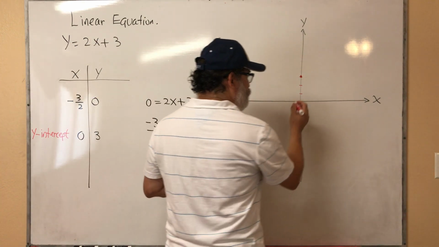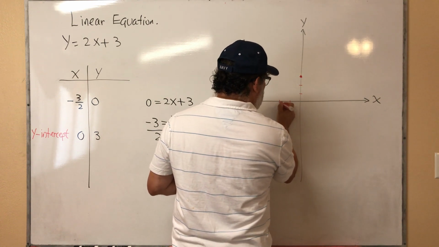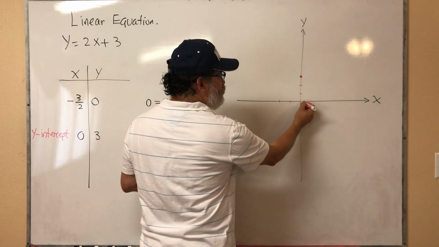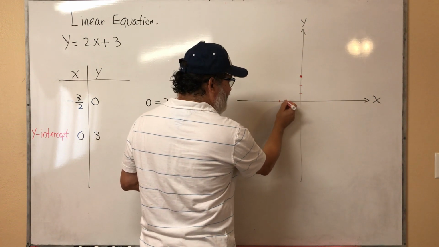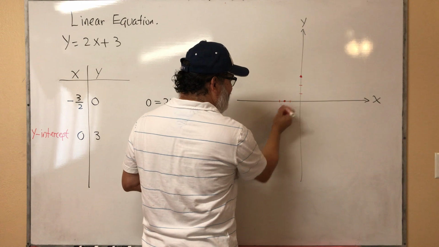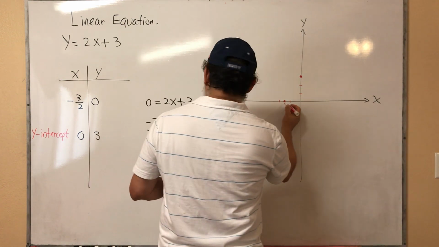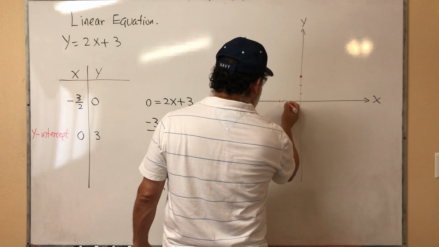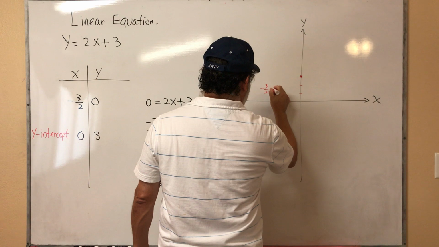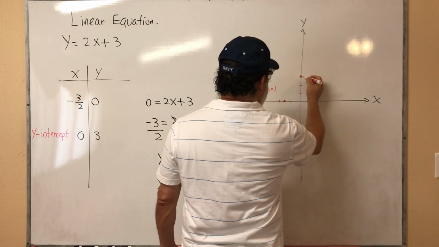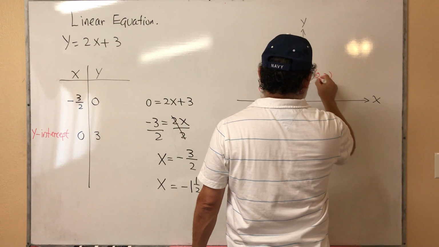Okay? So you start at the origin. Here is 1. Here is 2. So from the origin, you move 1.5. Okay? So therefore, this is the point. This right here is the point negative 3 over 2 comma 0. And this is the point 0 comma 3.